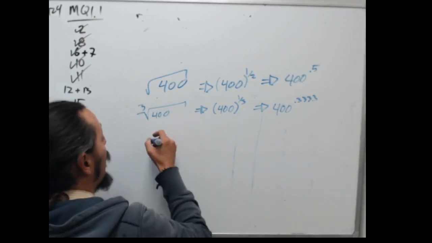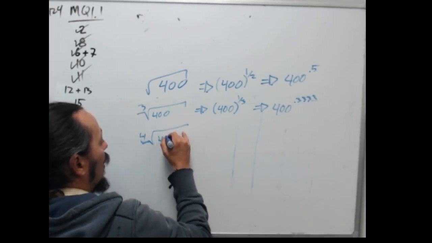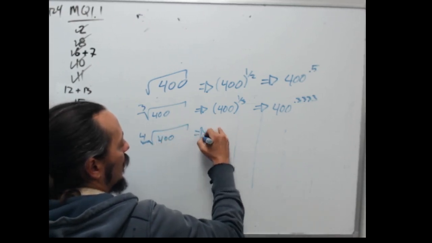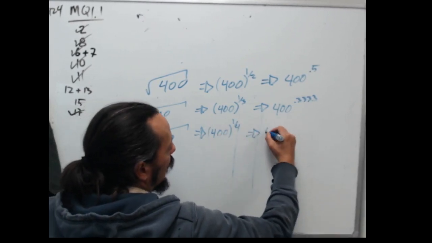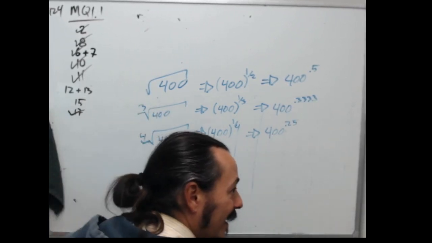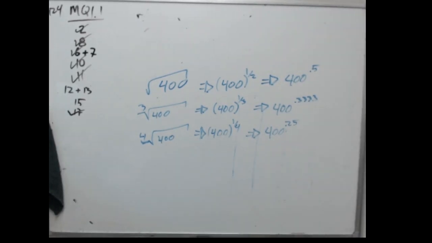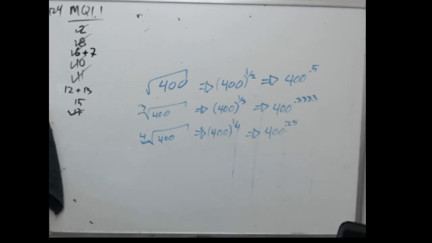And if you've got a 4th root that you're trying to do, that would be 400 to the 1/4, which would be like 400 to the power of 0.25. That just makes my life easier, using these simple little calculators. I know there's a x root y button, but I always mess it up. So I just do it this way. It just works better for me.